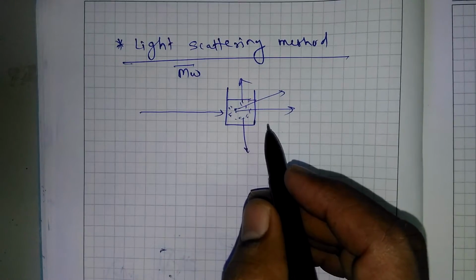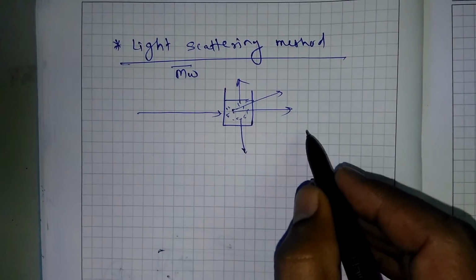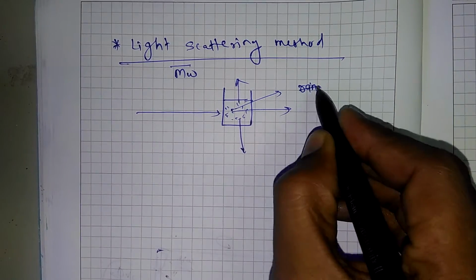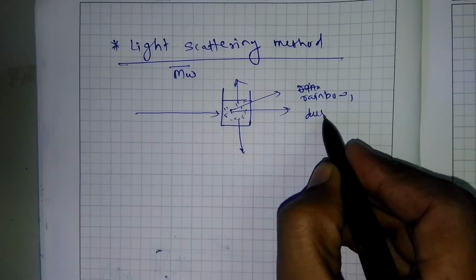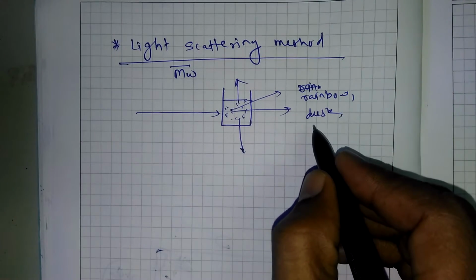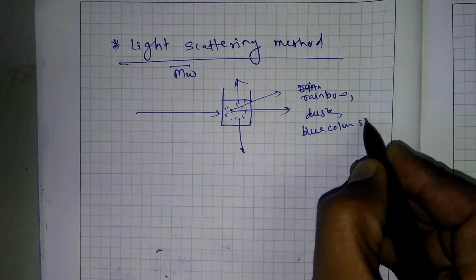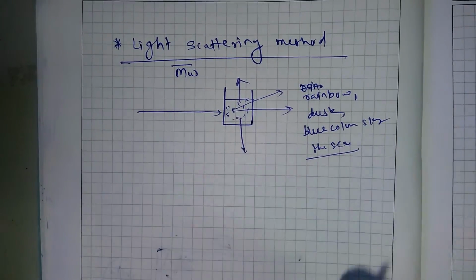So light scattering accounts for many natural phenomena. You can see it in the rainbow, dusk, the blue color of the sky, and the sea also, etc.